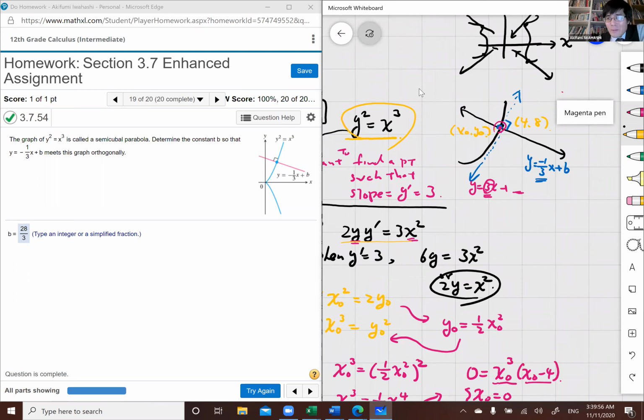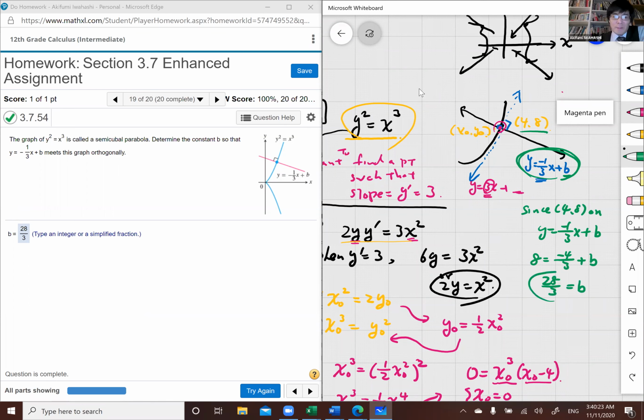Now you should be able to find the slope and y-intercept of this line, because this line goes through (4, 8). So since (4, 8) is on the line, and the line is y equals negative 1/3 x plus b, 8 is equal to negative 4/3 plus b, so b must be 28/3. This is one of the harder questions in this section.